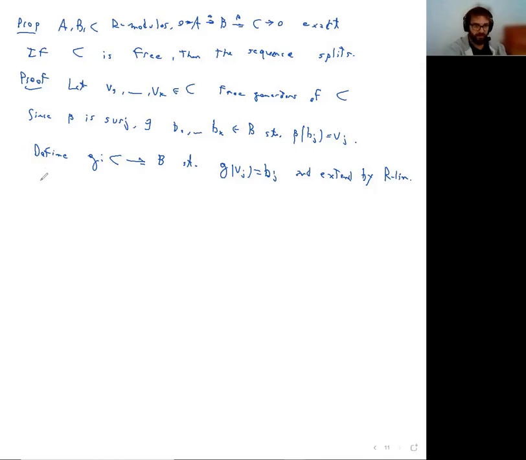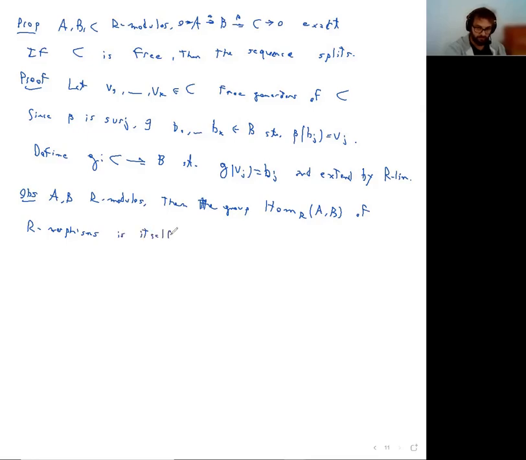There are other constructions we can have about modules. So if A and B are modules, then the group of homomorphisms over R from A to B, of R morphisms, is itself an R module.